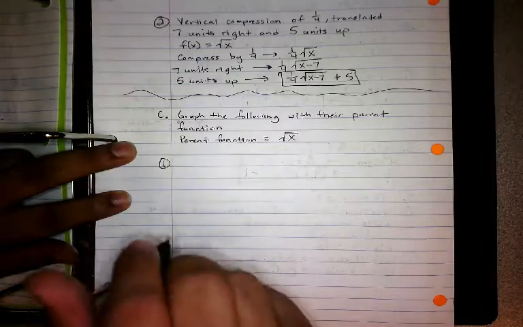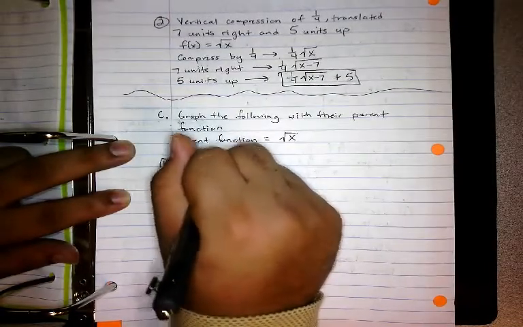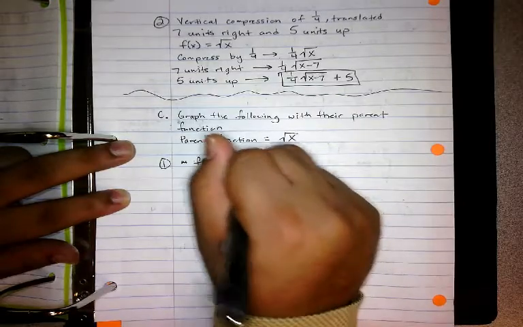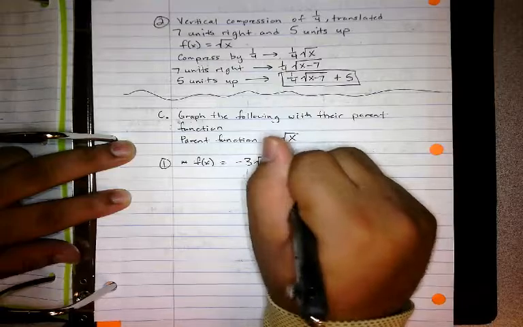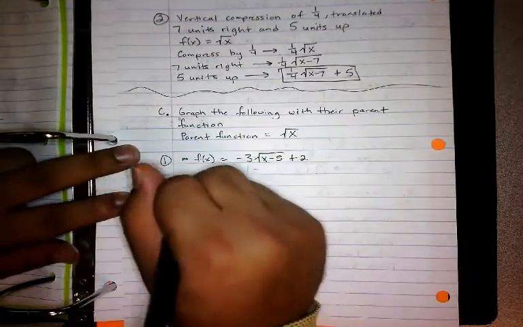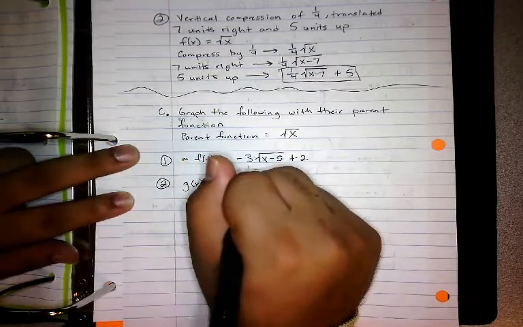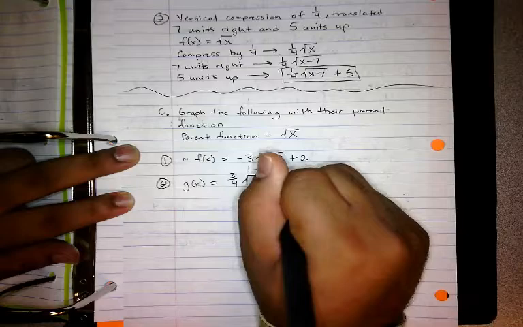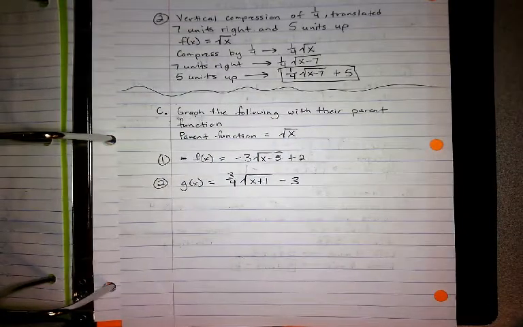Number 1, you got f of x equals -3 times the square root of x minus 5, plus 2. Number 2, you got g of x equals 3/4 times the square root of x plus 1, minus 3. I'm going to give you about 30 seconds to copy that down real quick.